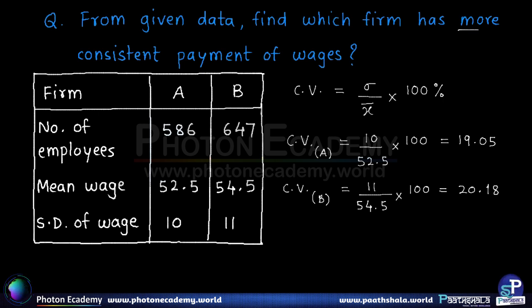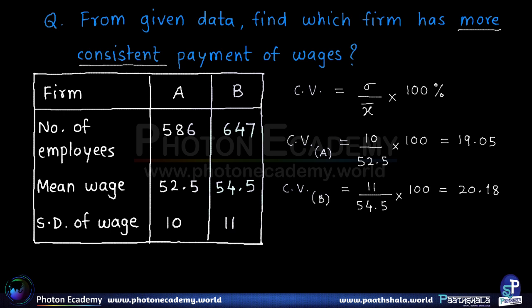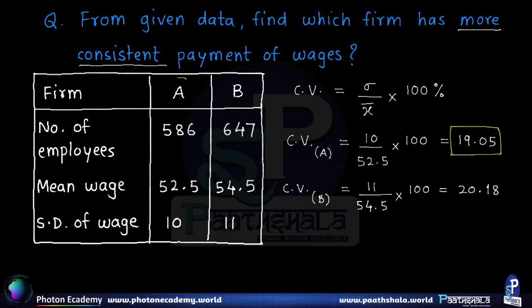Now the question is asking more consistent payment. So that means we want the company with more consistency, and if the consistency is more, then that means variation is less, isn't it? So therefore the company with less variation in salaries is the answer, and less variation means it should have less value of the coefficient of variation. So here we see that it is firm A which has smaller coefficient of variation. So since variation is smaller, that means consistency is more. So therefore the answer is firm A shows more consistent payment of wages.